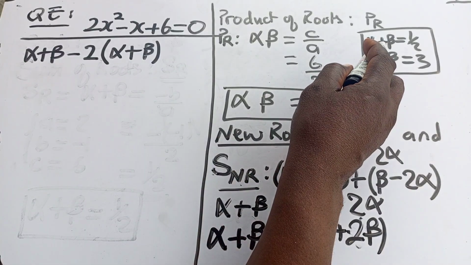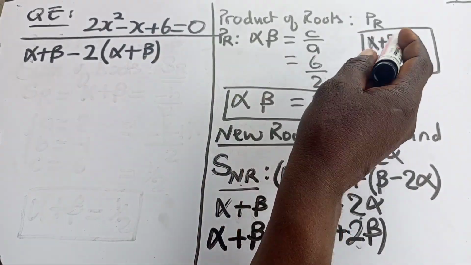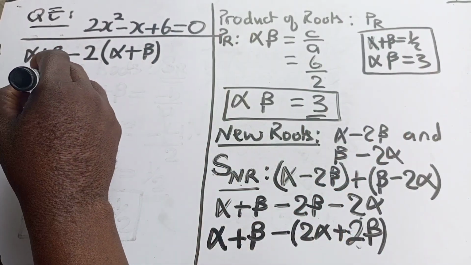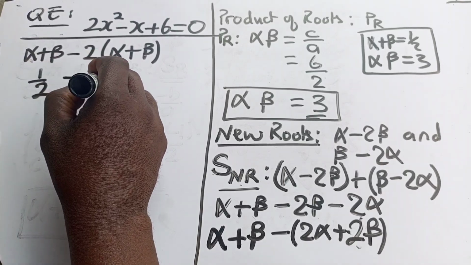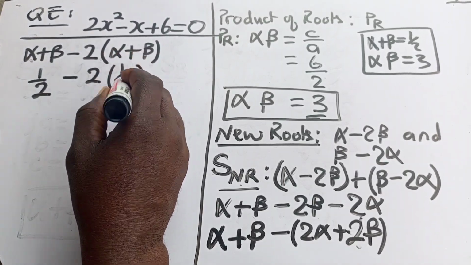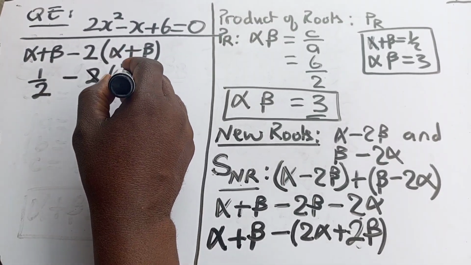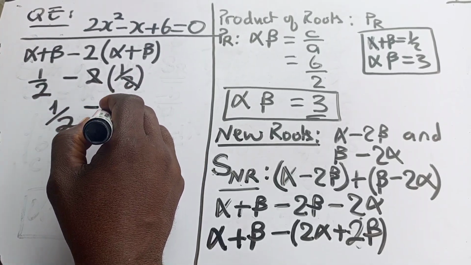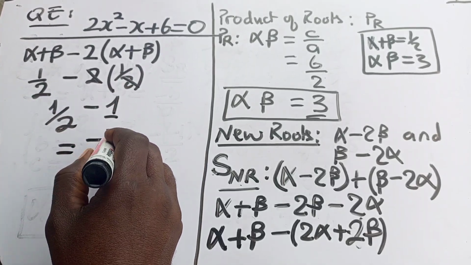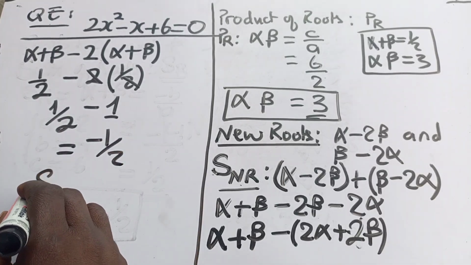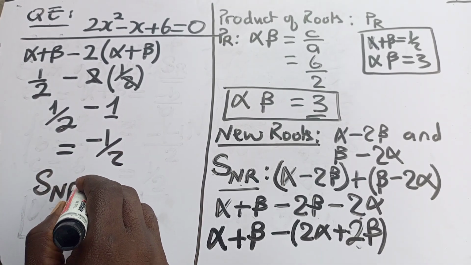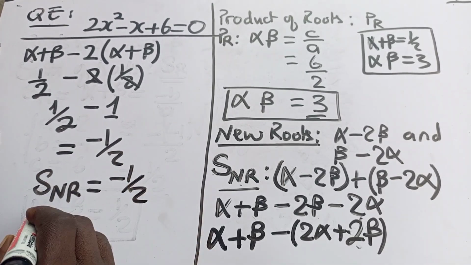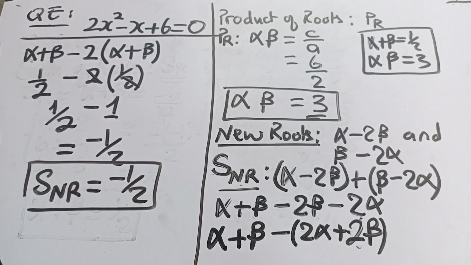We just go over there. We see our information. Alpha plus beta is a half. So this gives us a half minus 2 into a half. All right. These 2 cancel here. So we have a half minus 1, which is negative half. So the sum of new roots is negative half. Very important information. The sum of new roots is negative half.